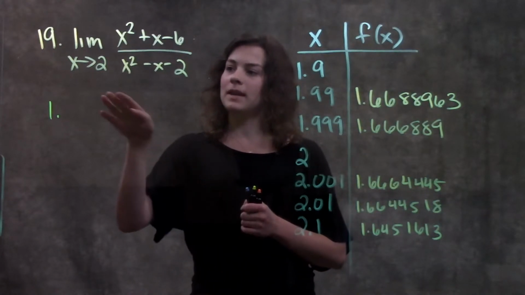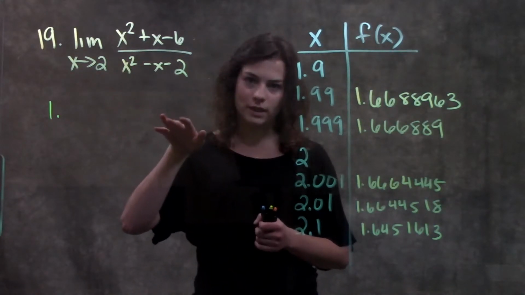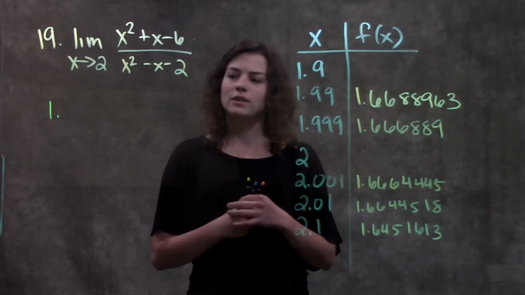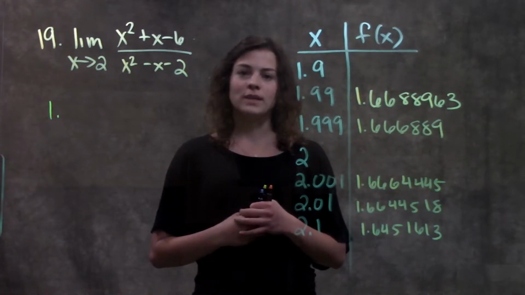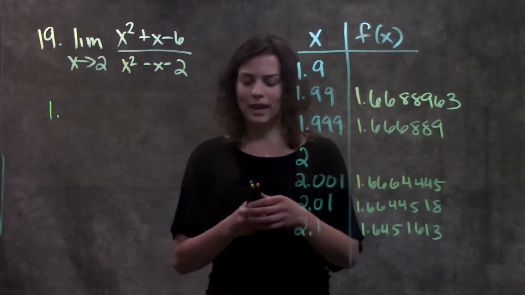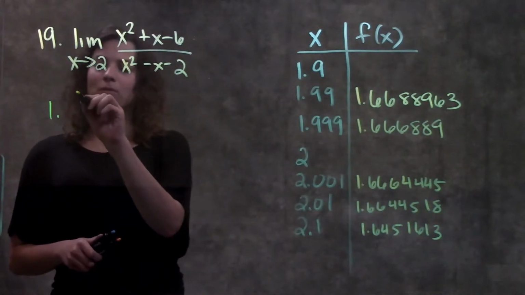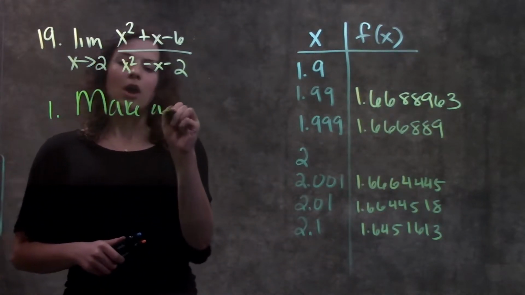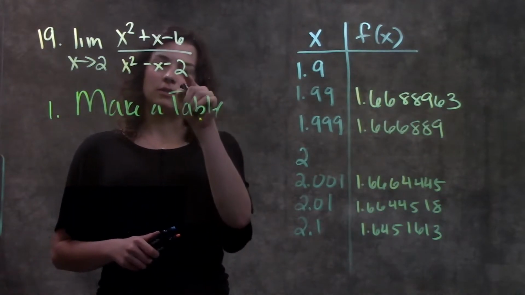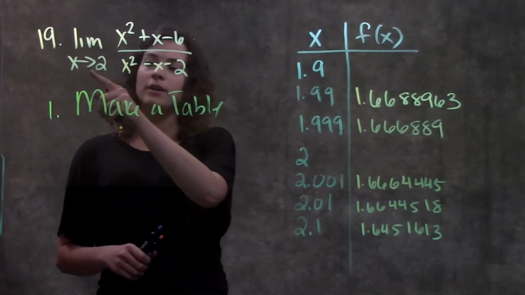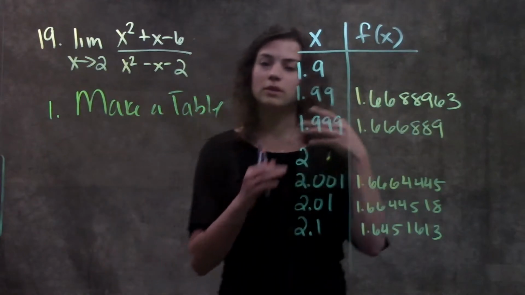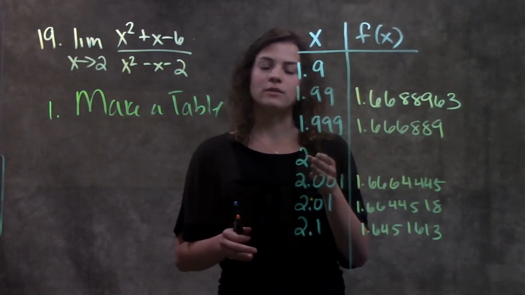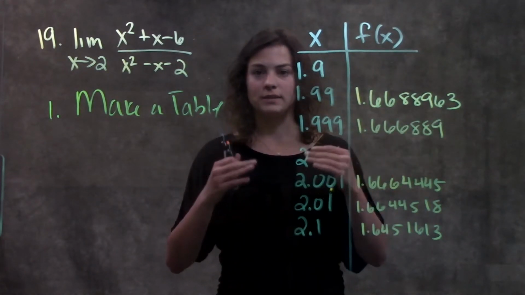It's asking for the limit as x approaches 2 of this whole function here. Remember, we solve these really similar to the way we solved the last section. And if you remember back to the last section, our first step was to make a table. We're interested in what this function is doing as the x values are getting closer and closer to 2. So we'll make a table and plug in values closer to 2 from both sides.